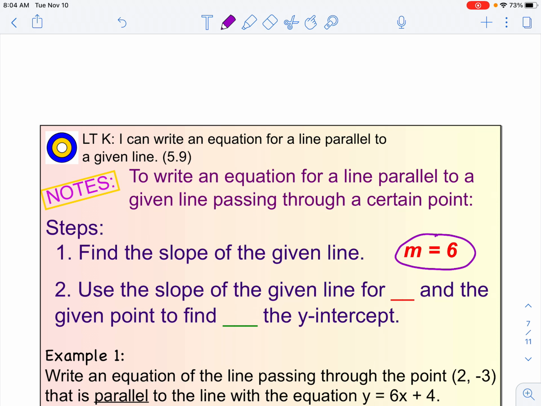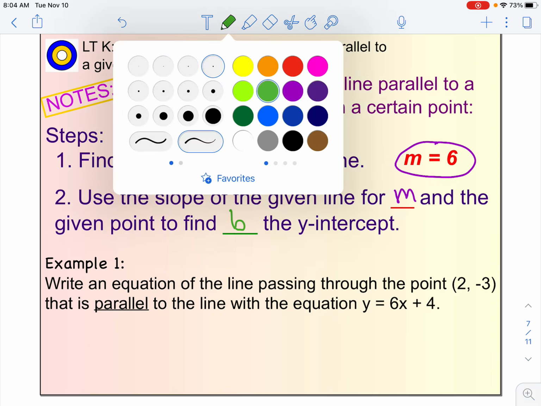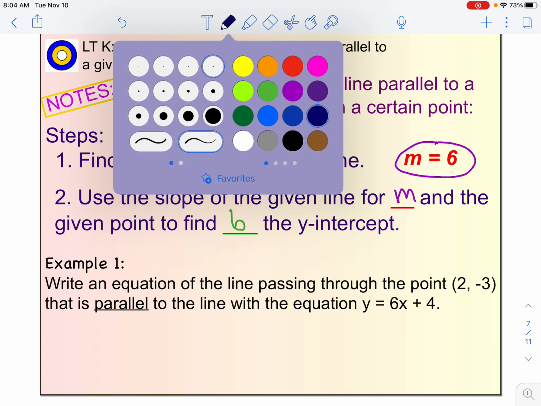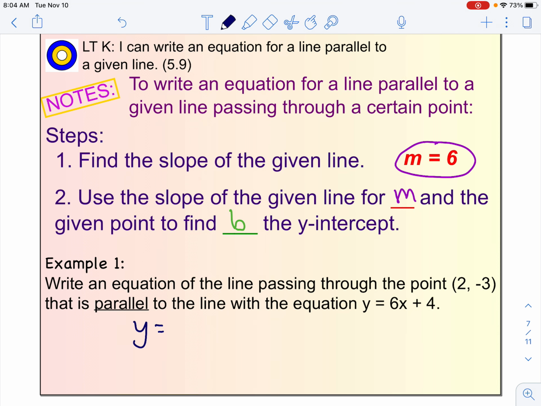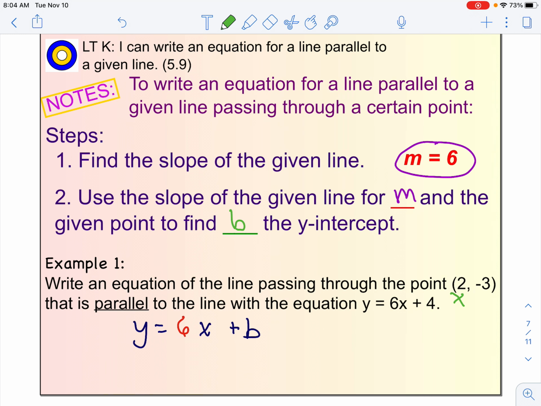Okay, our second step, we found our slope of our line, m equals 6. Now we have to use the slope of the given line for the m and the given point to find b, which is the y-intercept. So remember when we did this before, we wrote an equation of a line filling in our slope. So y equals our slope, which we got was 6. So we wrote y equals 6x plus b, but then we remembered that we also had to put in the x and y from our given point.